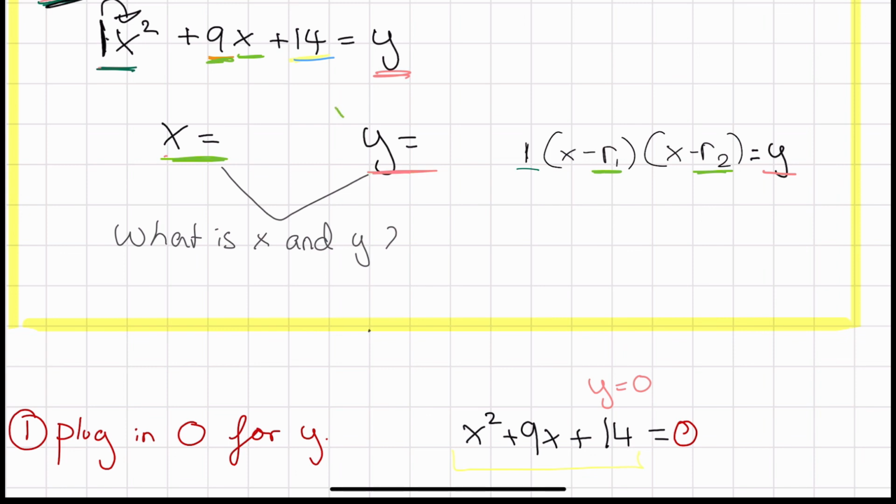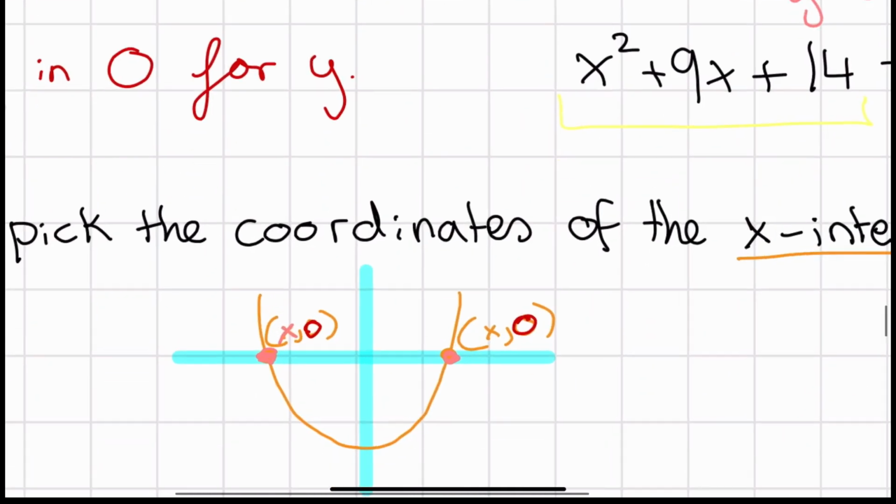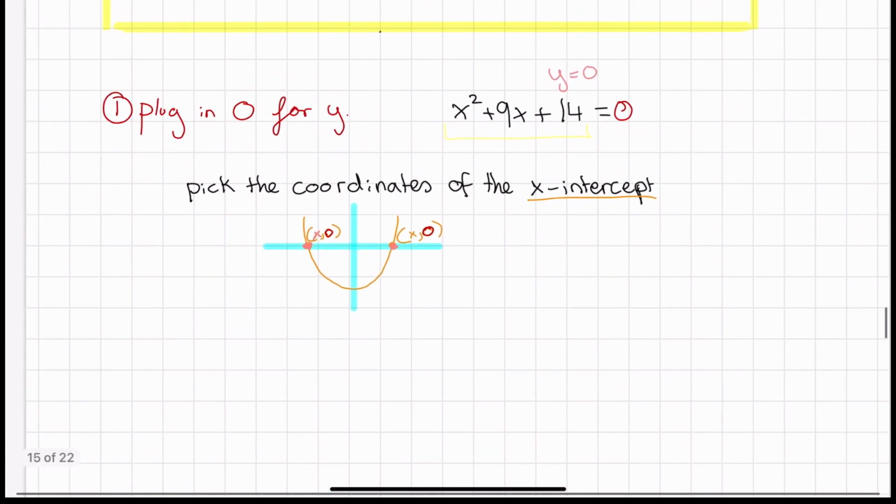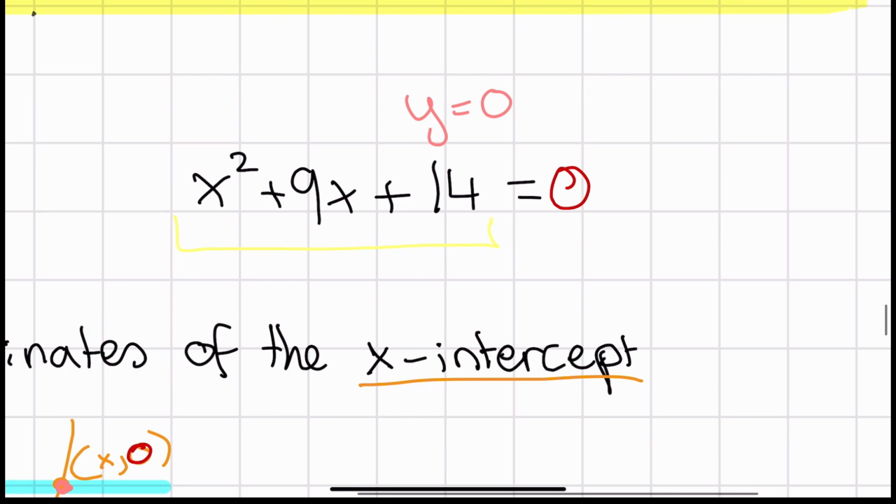Now, in order to solve for x, we can actually plug in 0 for y, because we can pick a point on the parabola that is the x-intercept. And at that point, we know that y is 0, right? So let's go ahead and fill in 0 for our y.